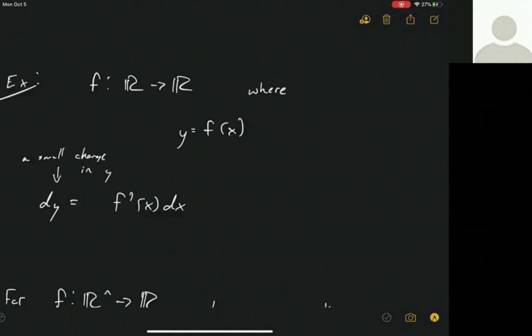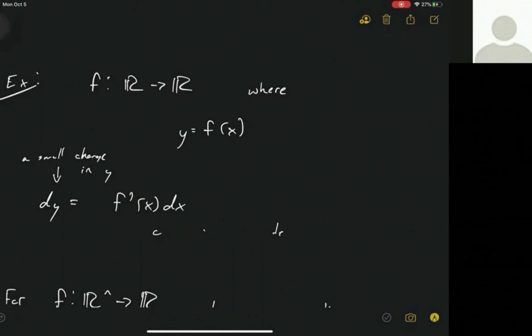Okay. And then we're saying that dy is equal to f prime of x dx. All right, so what does that mean? It means a small change in y, we can describe our small change in y as a change in x times... so dx is my change in x, right?